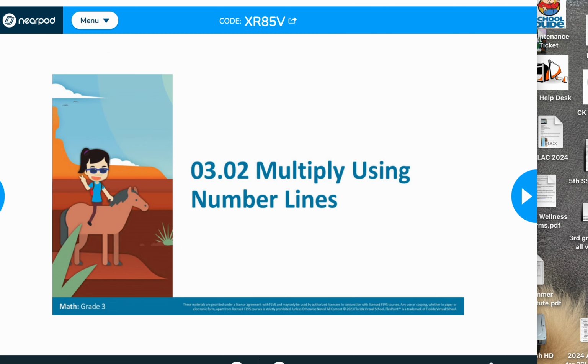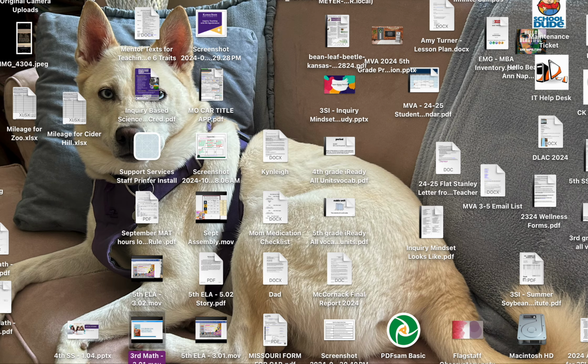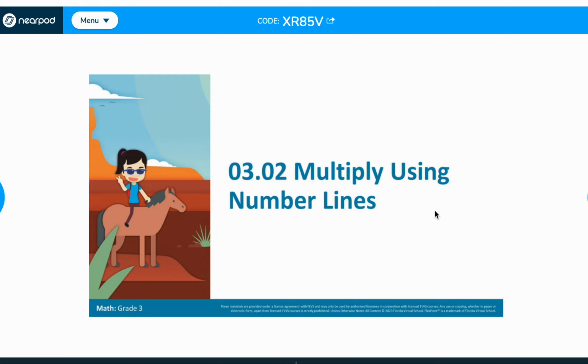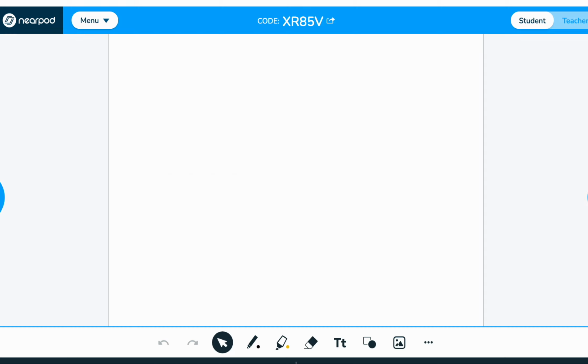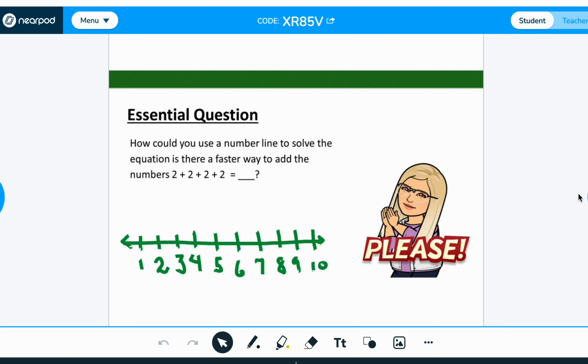Okay, my third graders, today we're going to be talking about multiplying using a number line. My question to you is: how could you use a number line to solve the equation? And is there a faster way to add the numbers 2 plus 2 plus 2 plus 2? Well, let's think about a number line, okay?